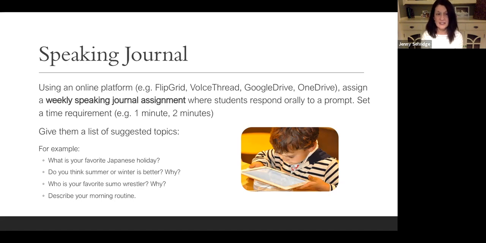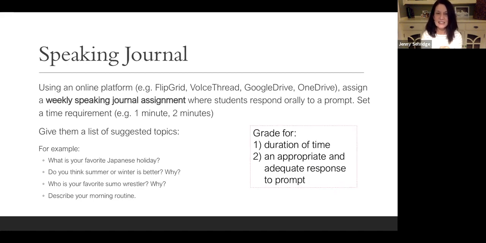So some ideas: what's your favorite Japanese holiday? Is summer better than winter? What's your morning routine? Try to make them fun for your students. You know your students better than I do. But next slide. So when you grade for this, it's quick grading. Did they speak for the right amount of time? And did they respond appropriately? So if you ask them, what is your favorite Japanese holiday? And they talk about their favorite sumo wrestler, then that wasn't on topic. So those are the only things I would grade for. Again, you're giving them opportunities to talk.